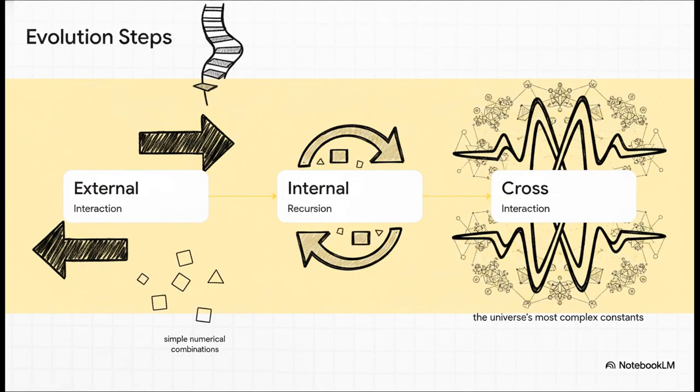Okay, let's dive in. The paper basically lays out an evolutionary ladder for us to climb to see how simple numbers build up into the universe's most complex constants. We're going to hit three main steps: external interaction, internal recursion, and cross-interaction.